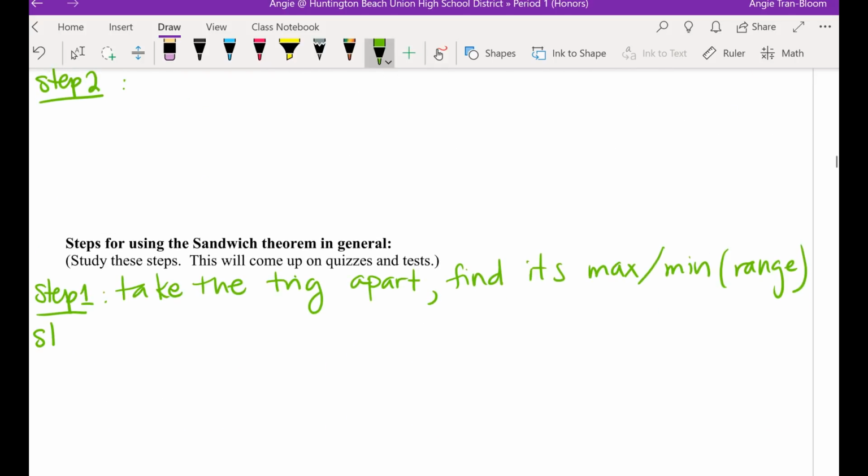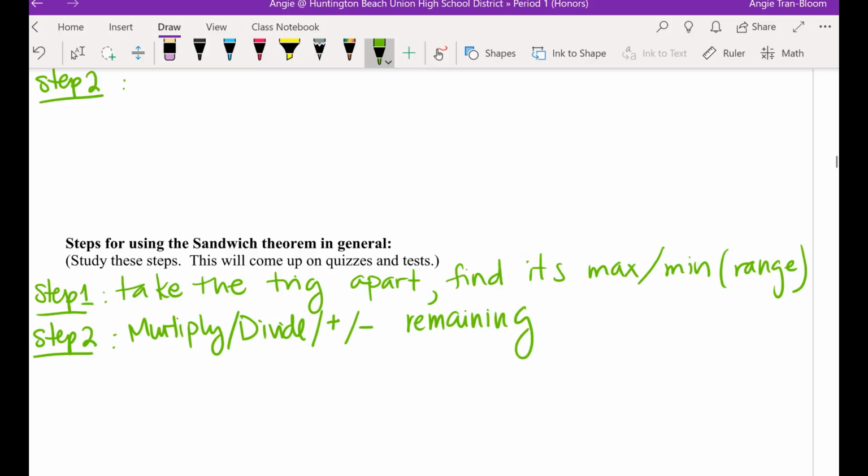Step 2. Down here, we are going to spell out what we're going to do. Step 2: multiply or divide or add or subtract, whatever operation you need to do, to the entire inequality. That means all three parts.